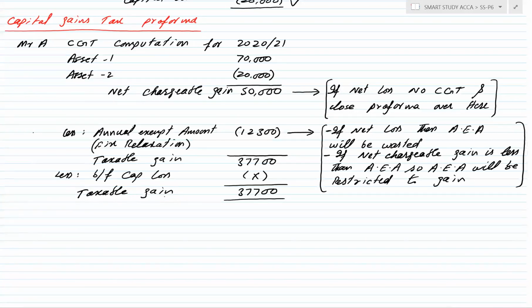Students, if you have any issue in this capital gain tax pro forma, you can ask. Simply, we will net off gains and losses of all of the assets. We will deduct a fixed relaxation of 12,300. Later on, we will deduct any brought forward capital losses, and then the answer is taxable gain. On this gain, we are going to pay tax.